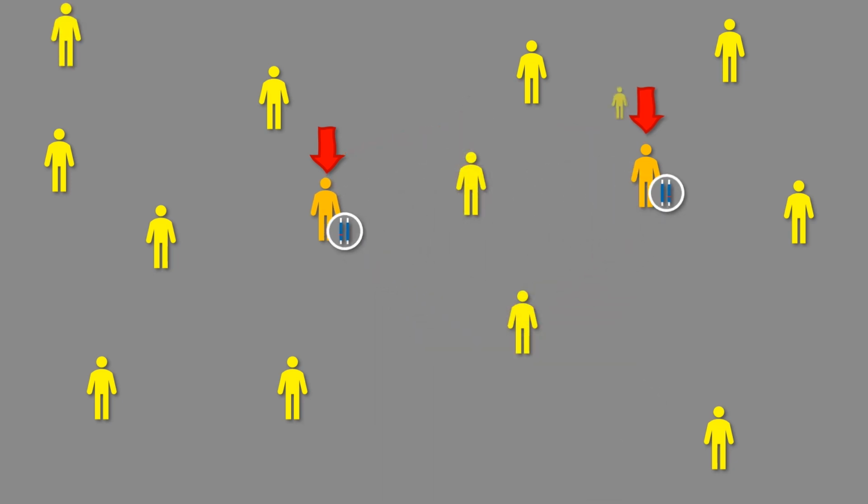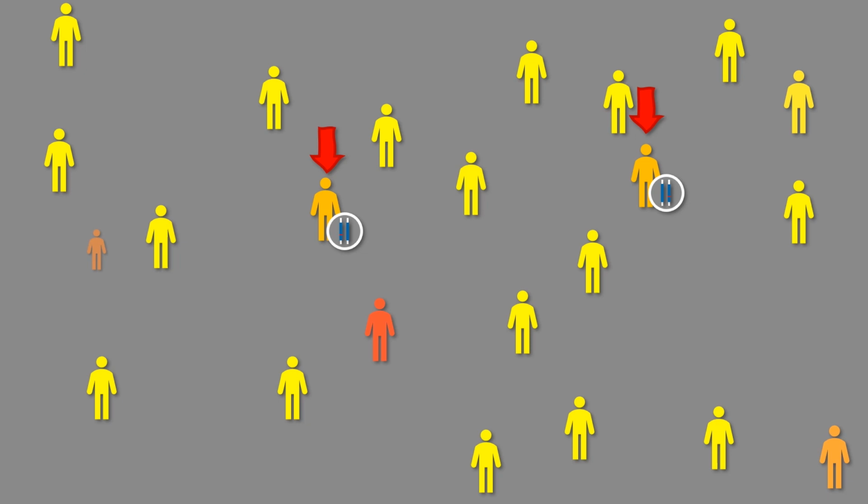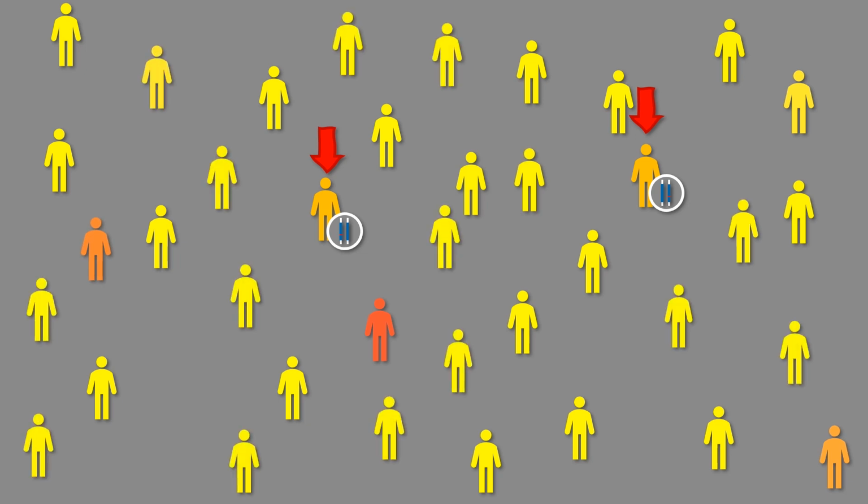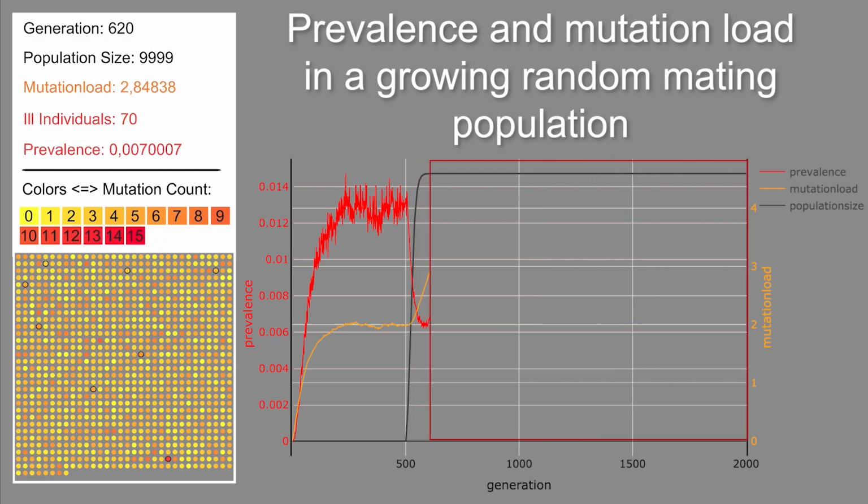If the population starts to grow, the probability that these two individuals will meet decreases as the number of potential mating partners increases. This also reduces the chance of their mutations being removed from the population due to selection. Since this applies to all ARID mutations in the population, the mutation load increases while the prevalence decreases. Now we move on to the third and final phase of our simulation.